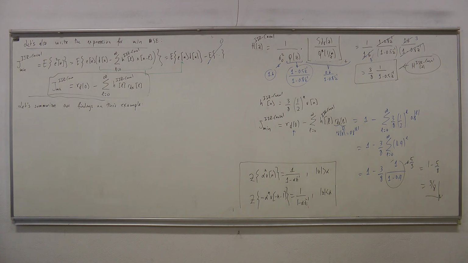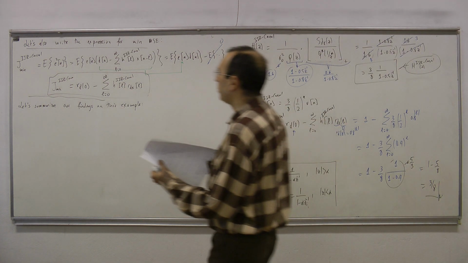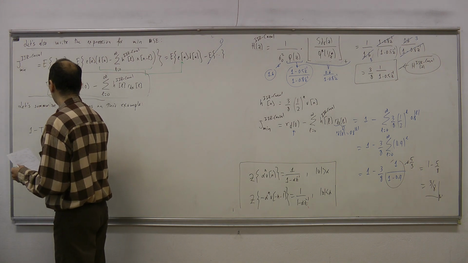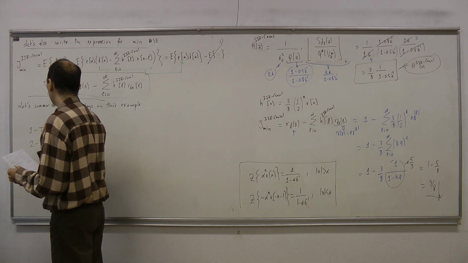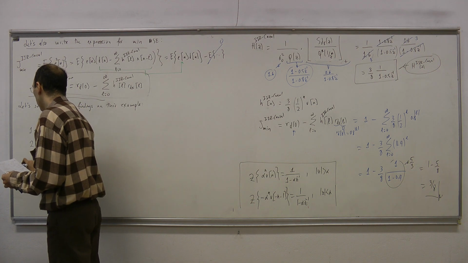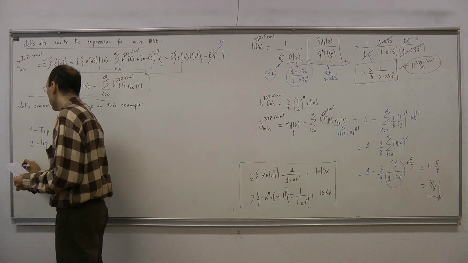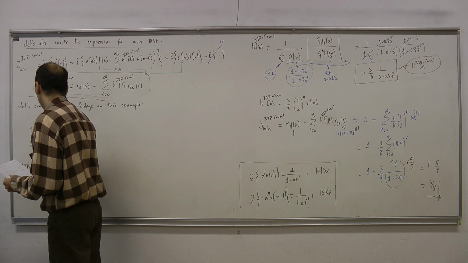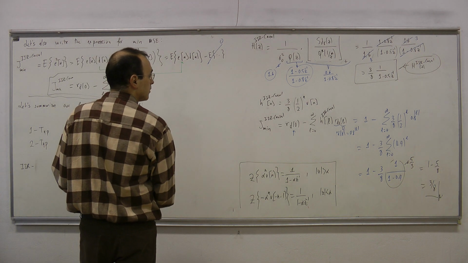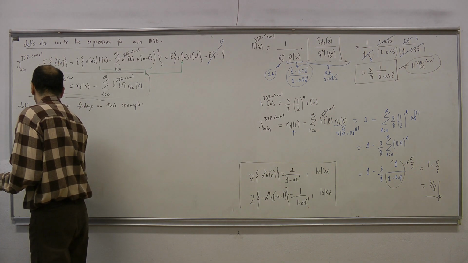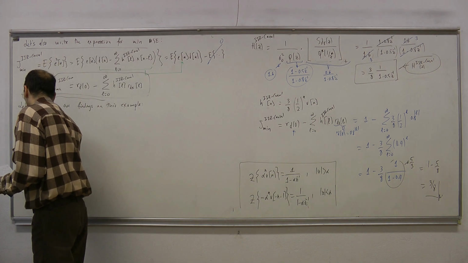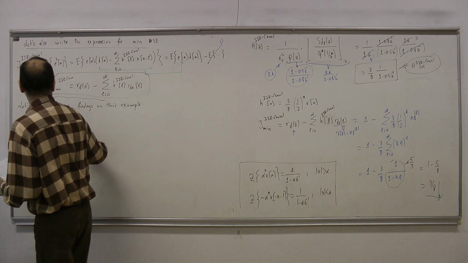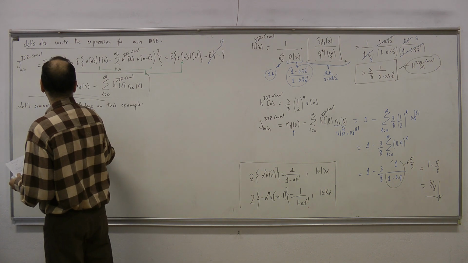So let me see. Previously we have derived a one-tap filter and a two-tap filter for the same problem. Then we have derived the IIR causal filter, and then the IIR non-causal filter. So let me see, what was this?